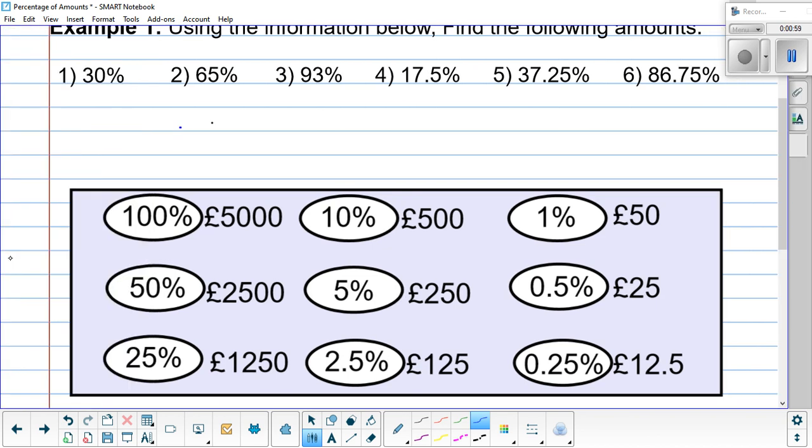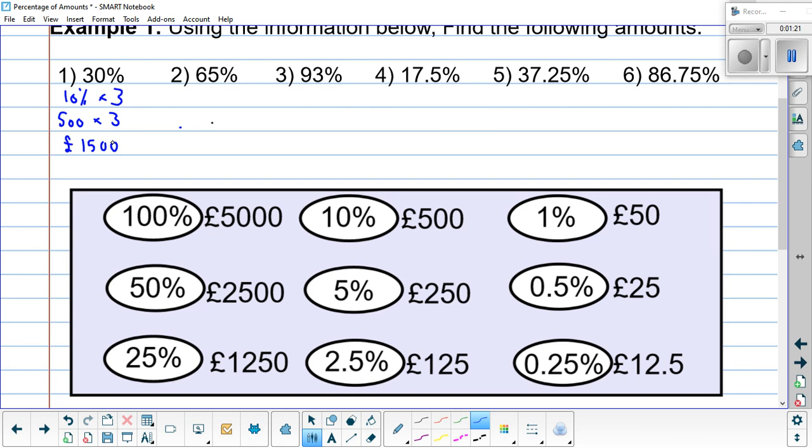So for 30%, I'm going to do 10%, and then I'm going to times that by 3. Here, we're going to just look down where 10% is. This is 500. So just fill in the value. 500 times by 3, and at the end, we get 1,500 pounds.